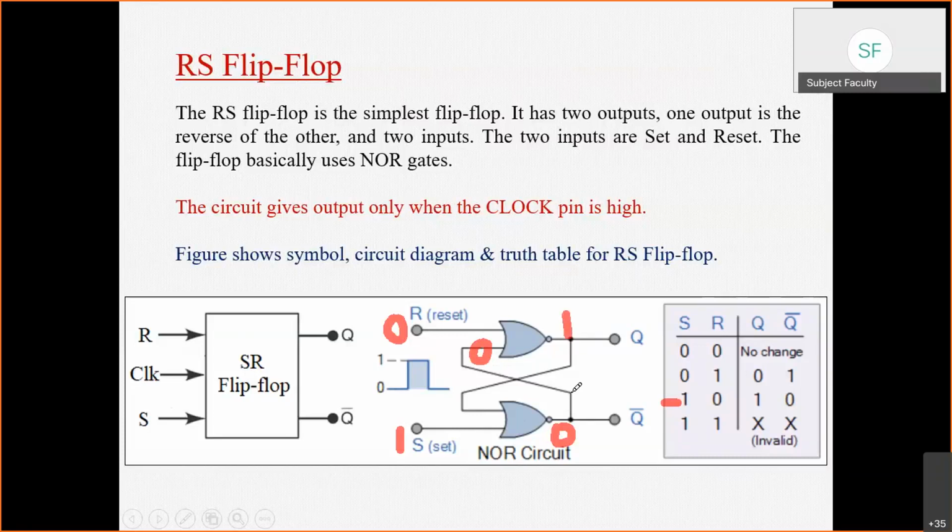So you can observe that for this combination, Q will be 1. That means Q is set. Whenever the set input is high, the value of Q will be 1. That means it is in set state, so your flip-flop will be set.